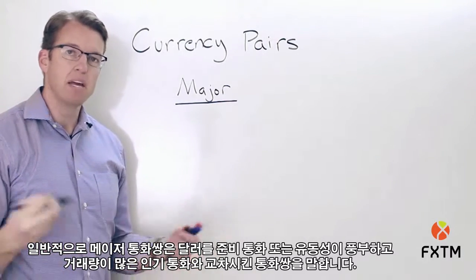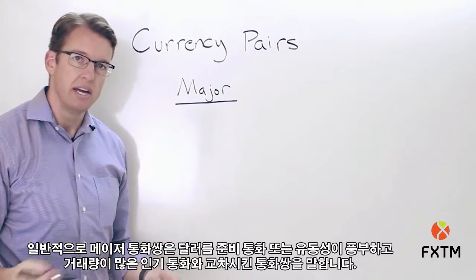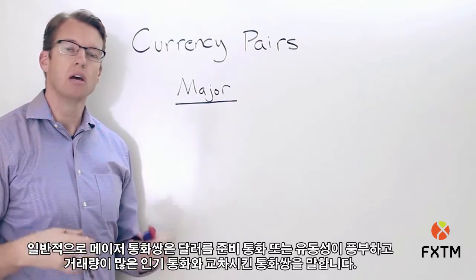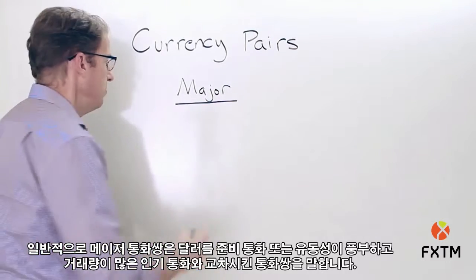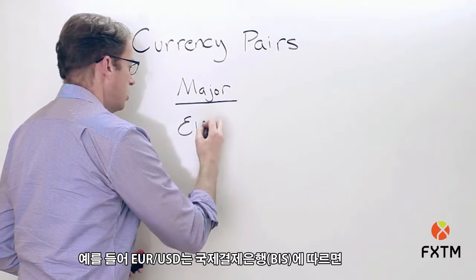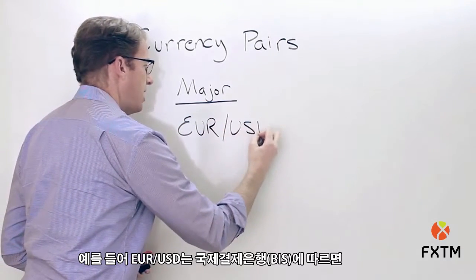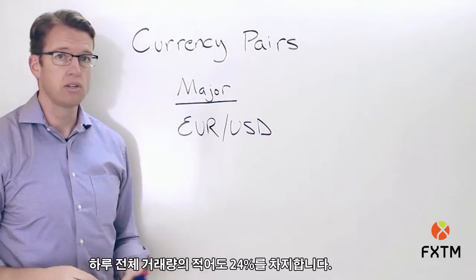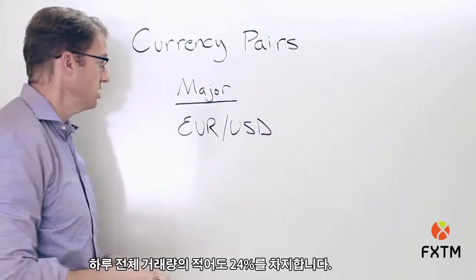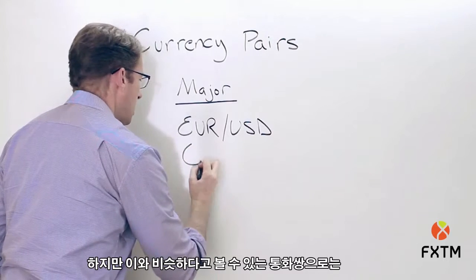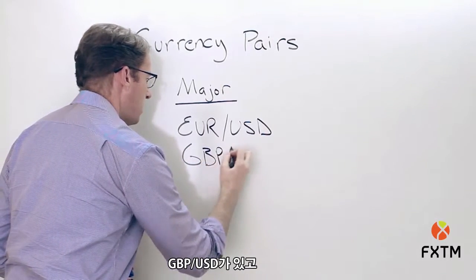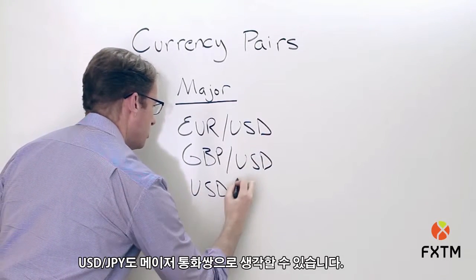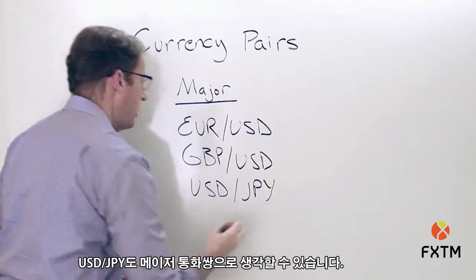But generally speaking, a major pair is something that is crossed with the dollar and that represents a reserve currency or a very popular currency where there's a lot of liquidity, a lot of trading being done. As an example, the euro to the US dollar, just that pair itself, is about 24% of all trading volume every day, at least according to the Bank for International Settlements in 2013. But other currency pairs, as you might imagine, are similar. Let's say the Great British Pound versus the US dollar, or the dollar to the yen. This would also be considered a major pair.